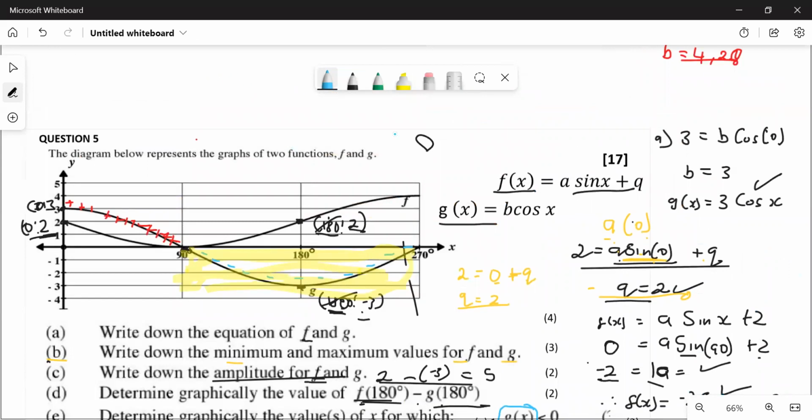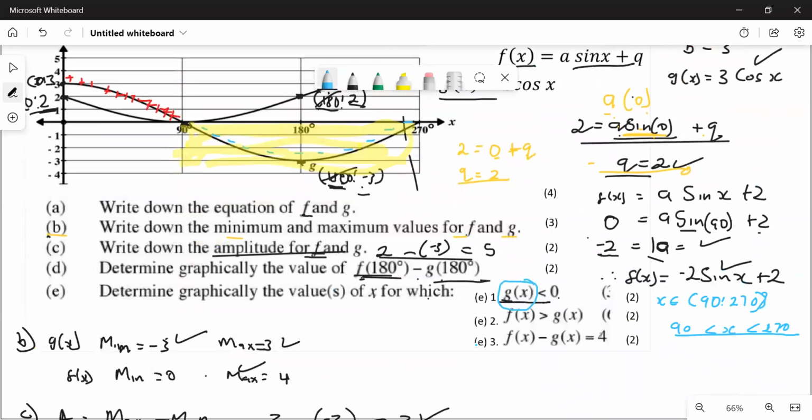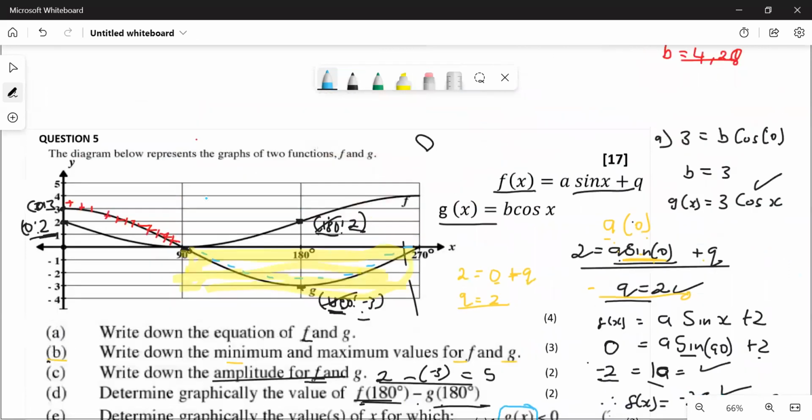Okay. Let's go to the next question. What does the next question ask? It's asking when is f of x going to be above g of x? Okay? F of x is above, g of x is below. Go to your graph then. F of x is above, g of x is below.